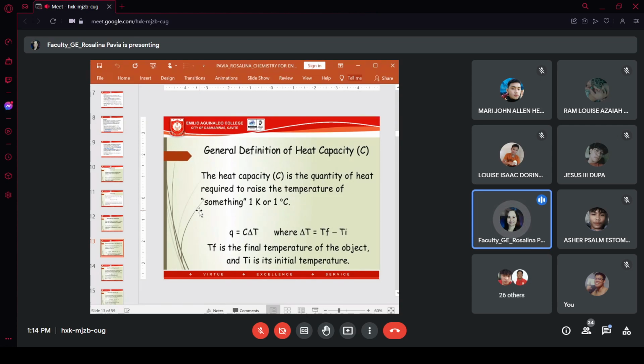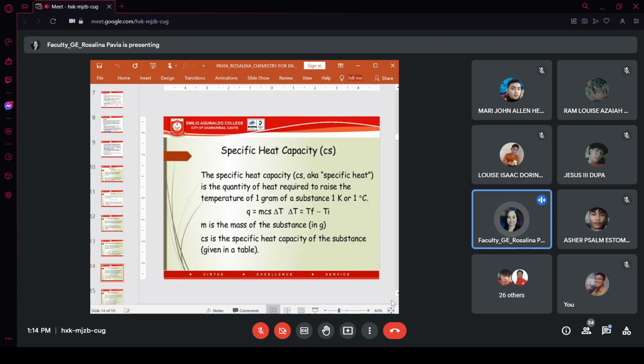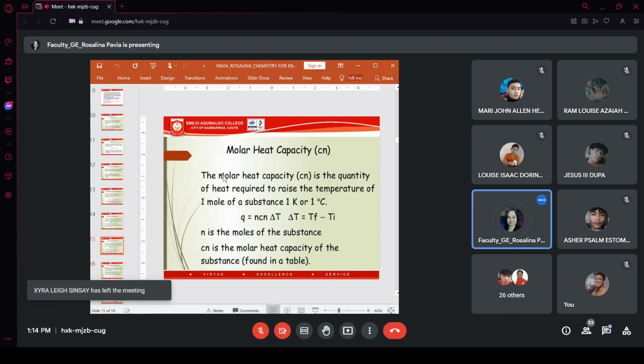So the heat capacity is the quantity of heat required to raise the temperature of any substance 1 Kelvin or 1 degree Celsius. So here, the formula is Q is equal to C delta T, where delta T is equal to the final temperature minus the initial temperature. TF is the final, of course, and TI is the initial temperature. Now, there is also what you call molar heat capacity, C sub N. So the molar heat capacity, C sub N, is the quantity of heat to raise the temperature of 1 mole of a substance 1 Kelvin or 1 degree Celsius.